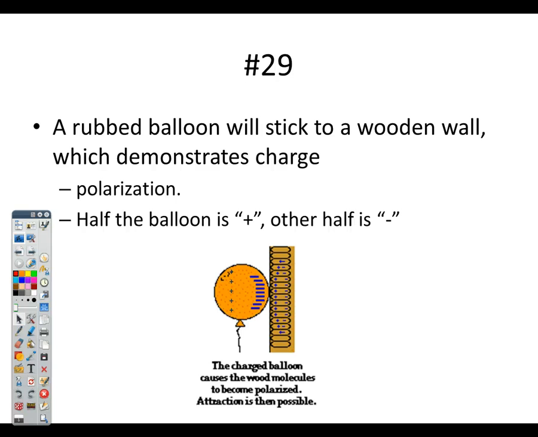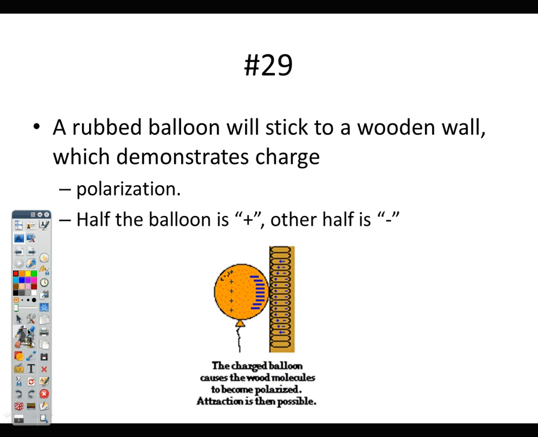For number 29, a rubber balloon will stick to a wall. Here's our balloon sticking to the wall, and it's because of polarization. Remember we said that there are charges in the wall that get separated. So this side of the wall is more positive, this side of the wall is more negative. You'll notice the balloon is negative on this side, which attracts to the positive charges on this side of the wall, and that balloon appears to stick to the wall. Electrostatics, or static electricity, is much stronger than gravity. Gravity cannot pull this down because the wall has too big of an electric force, and that trumps the gravity force.